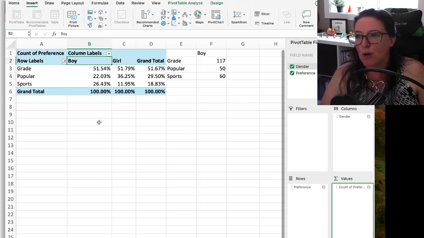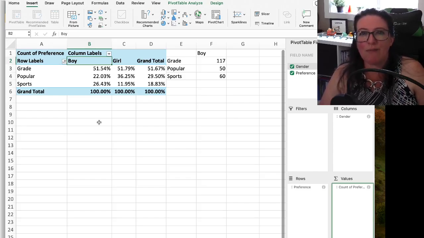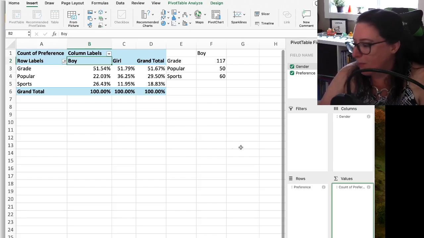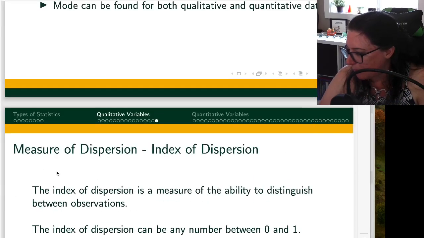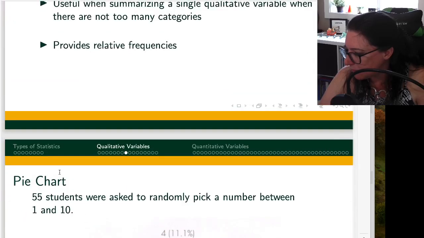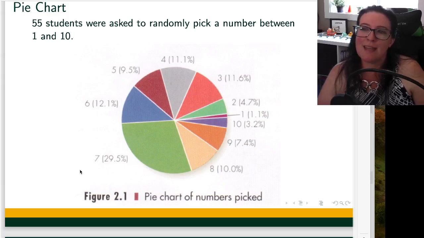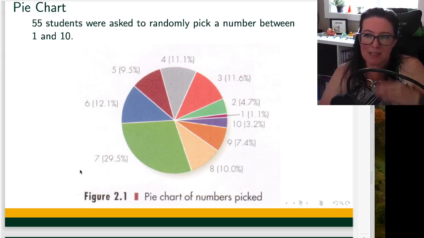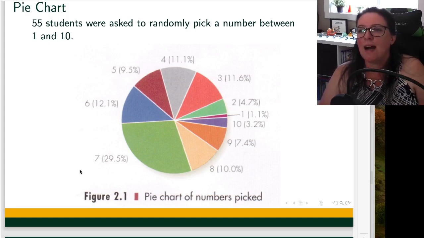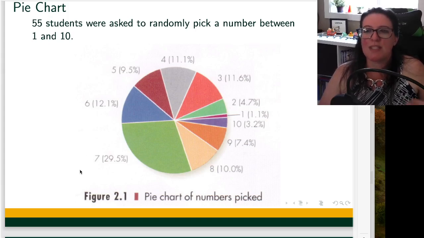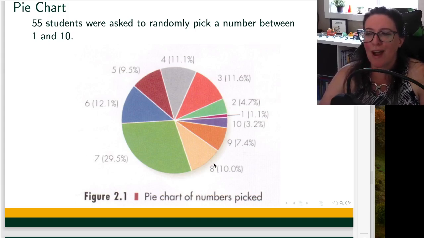So the index of dispersion really is only valuable if you have lots of different possible responses to a single variable, where it's much more difficult to see the breakdown, as we talked about, for example, like this pie chart here, where there were 10 different possible responses. So then the index of dispersion adds value because it's not as easy to see that variability simply here, that everything is kind of close to 10%, except for a handful of them.